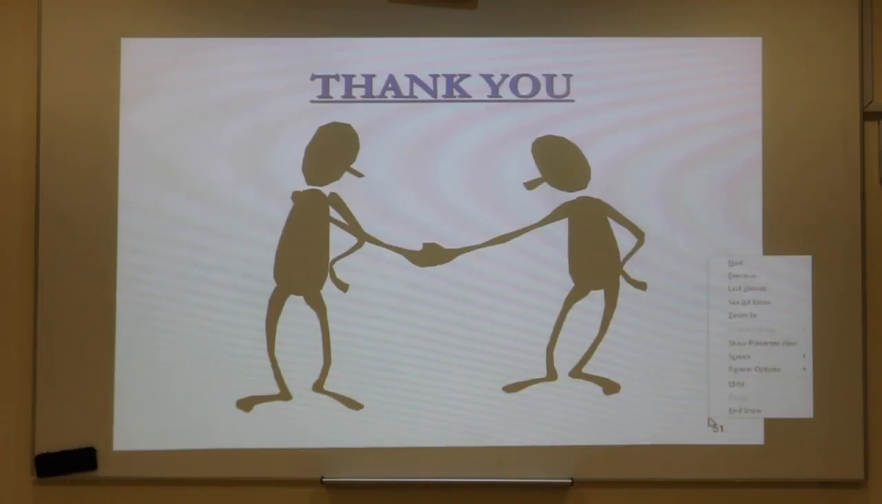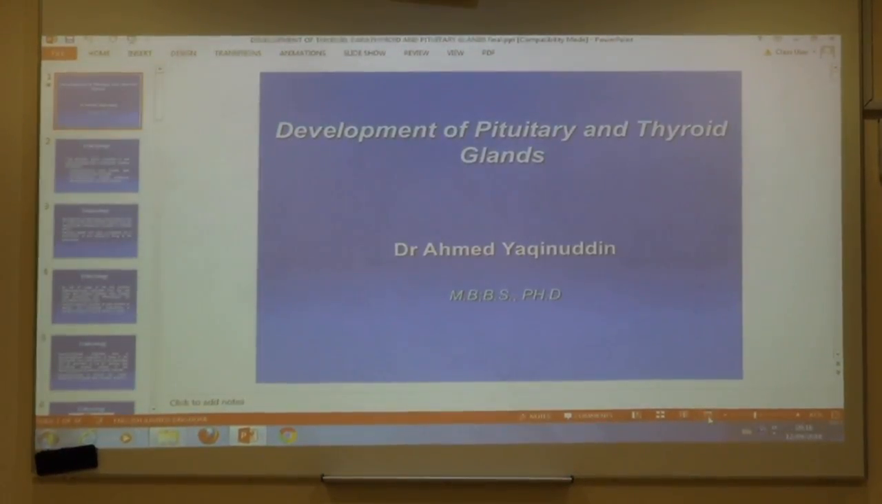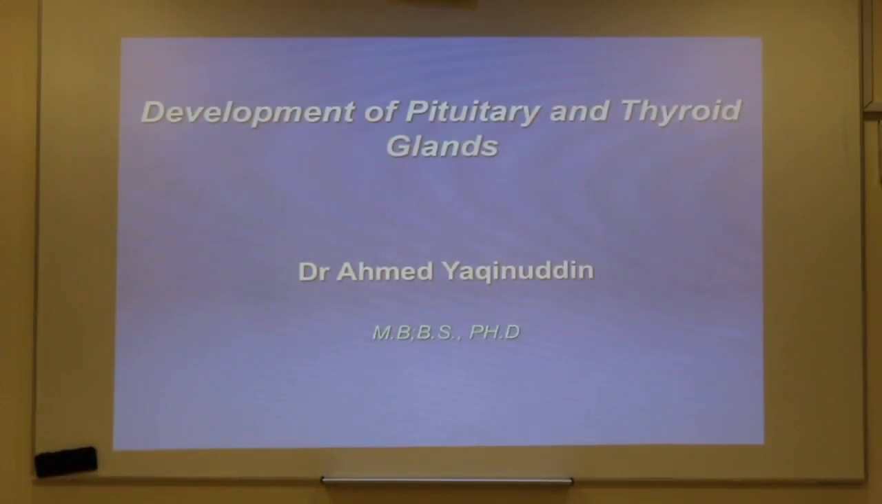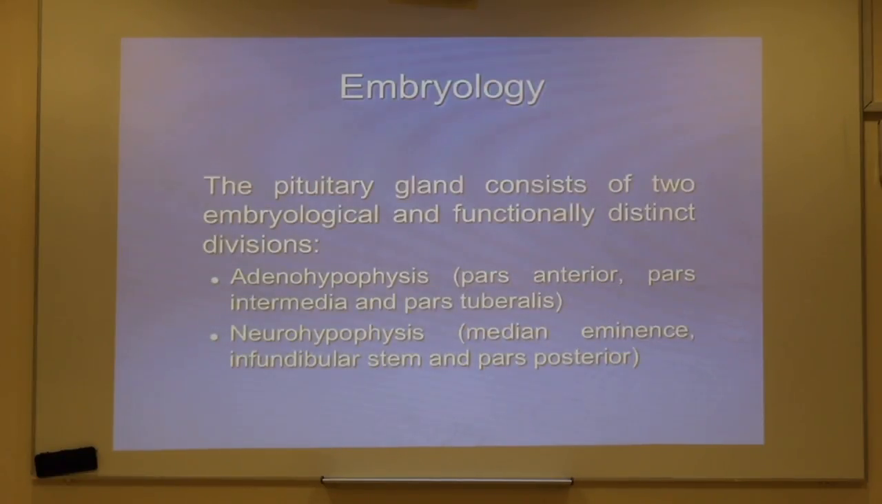Okay, so this is what I wanted to talk about: the development of the pituitary, thyroid, and parathyroid glands. Adrenals we have talked about, so we are not going to touch adrenals here. Pituitary, as you know, consists of two embryologically and functionally distinct divisions. We know that the adenohypophysis is more of a glandular tissue which arises from the Rathke's pouch, while the neurohypophysis is basically a neural tissue which is coming from the diverticulum from the third ventricle.